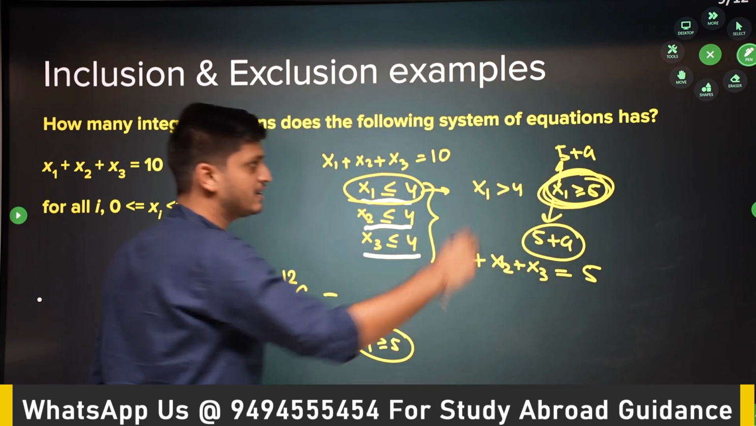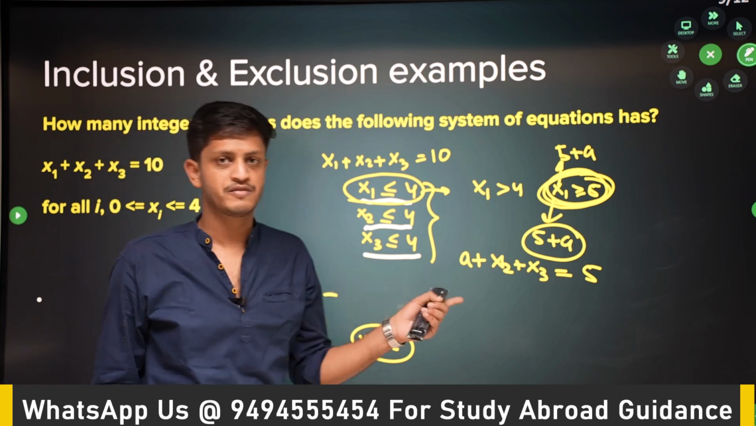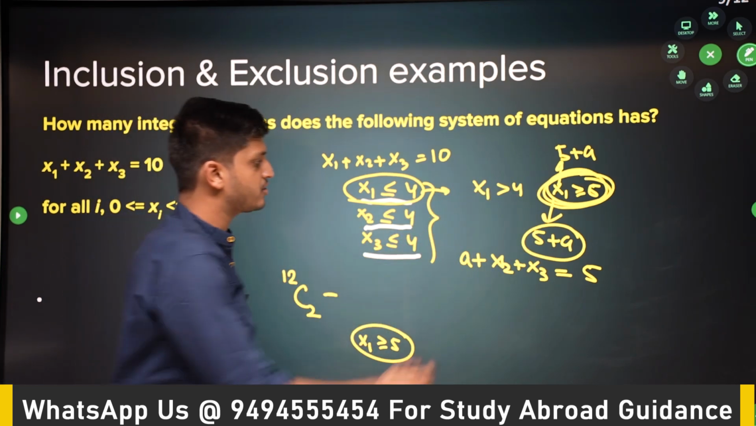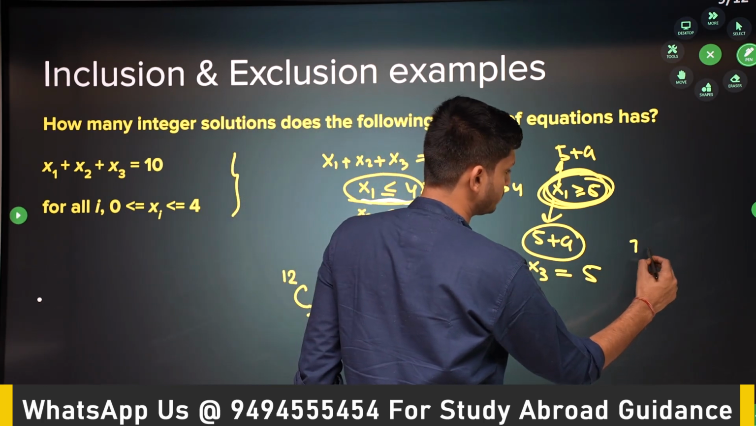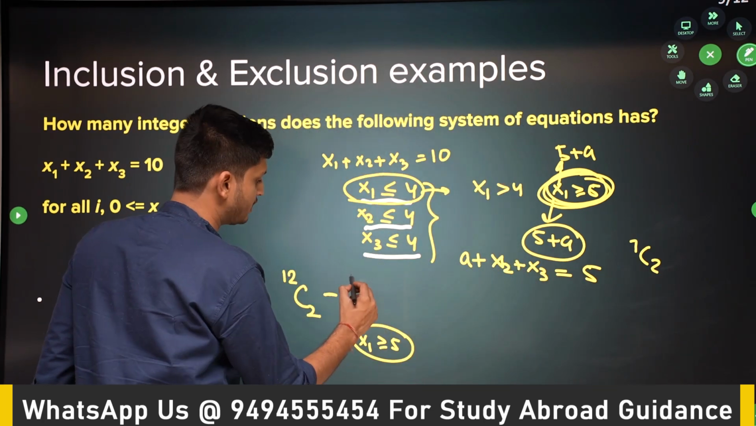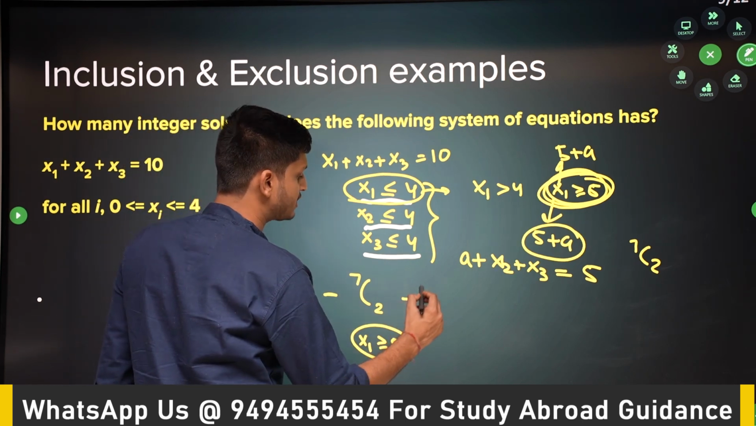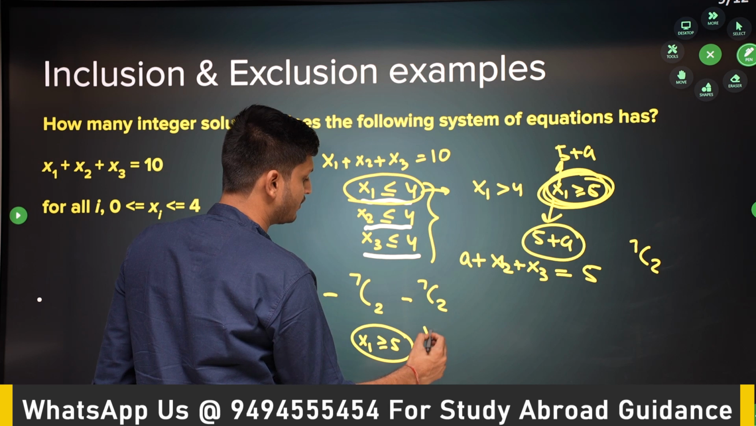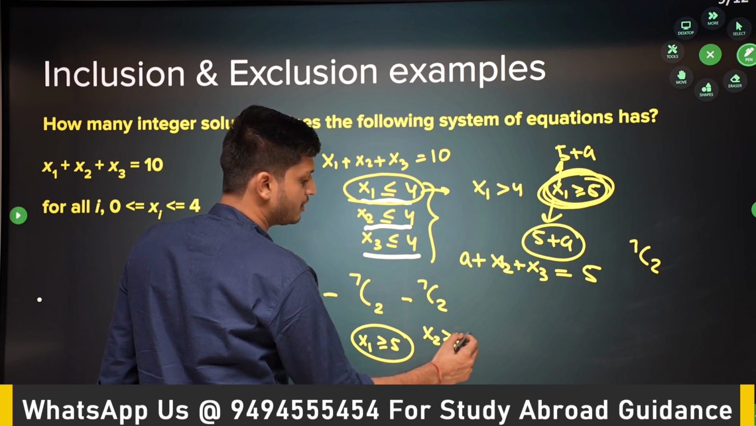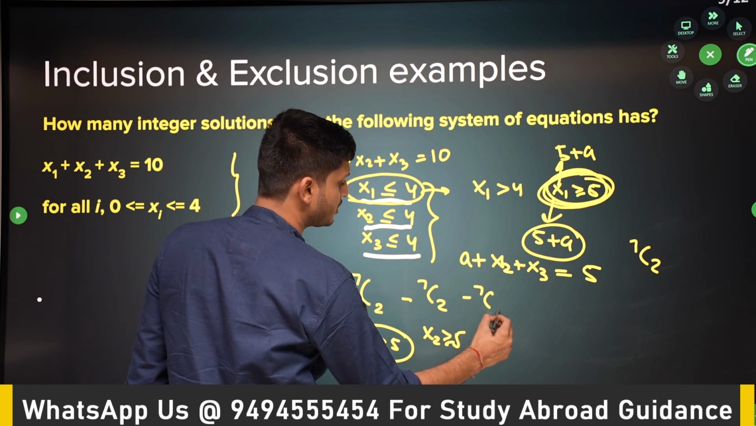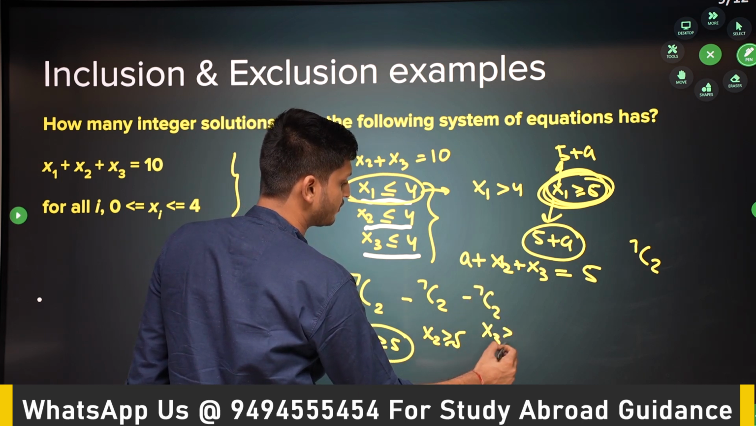If you are not understanding this, watch my last video, combination with repetition examples. I have solved this there, okay? So how many solutions are there to this equation? 7C2. So there are 7C2 ways in which x1 is greater than or equal to 5. Similarly, there will be 7C2 ways in which x2 is greater than or equal to 5. Same way, with symmetry, there will be 7C2 ways in which just x3 will be greater than or equal to 5.